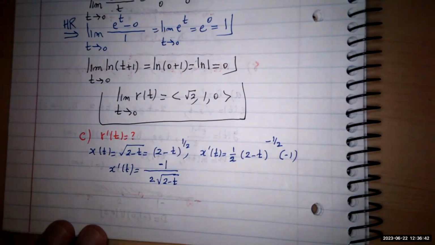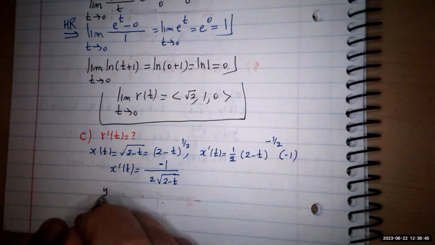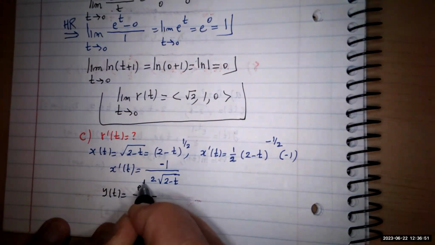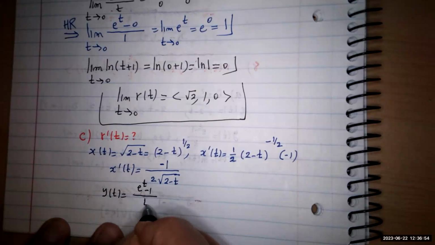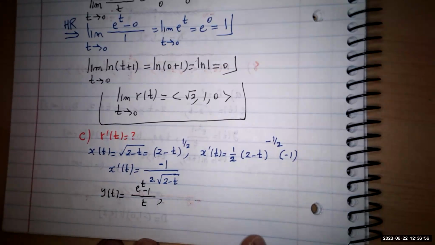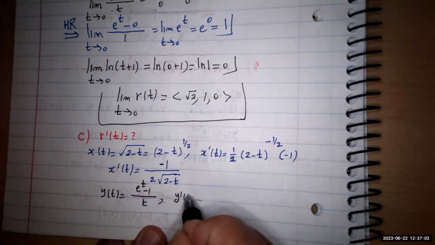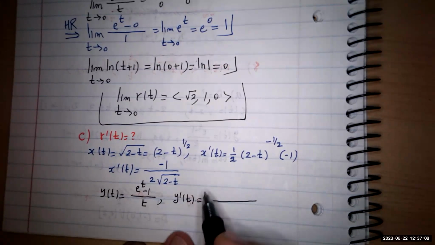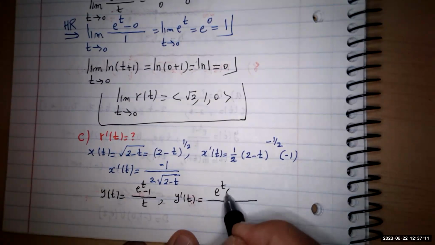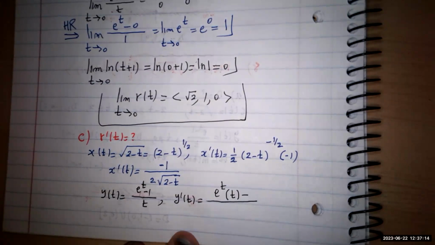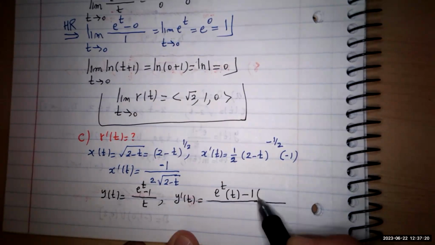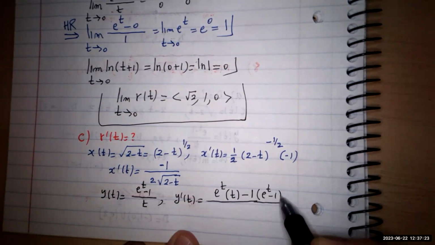Second component, we have to use the quotient rule. So the second component is e to the t minus 1 divided by t. So differentiate using the quotient rule: derivative of the top times the bottom, minus derivative of the bottom times the top, divided by the bottom squared. So y prime of t is equal to, derivative of the top, which is just e to the t, times the bottom function, which is t, minus derivative of the bottom, which is 1, times top, e to the t minus 1, divided by the bottom squared.